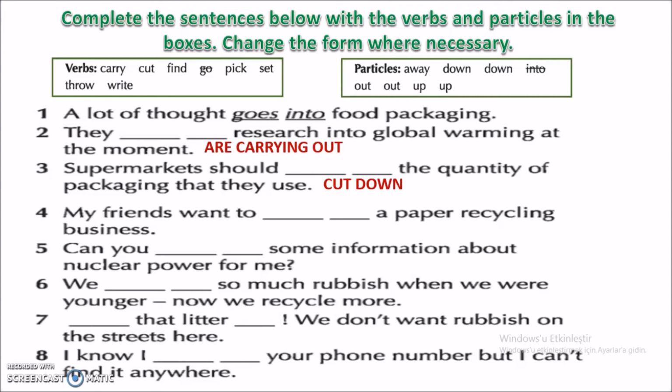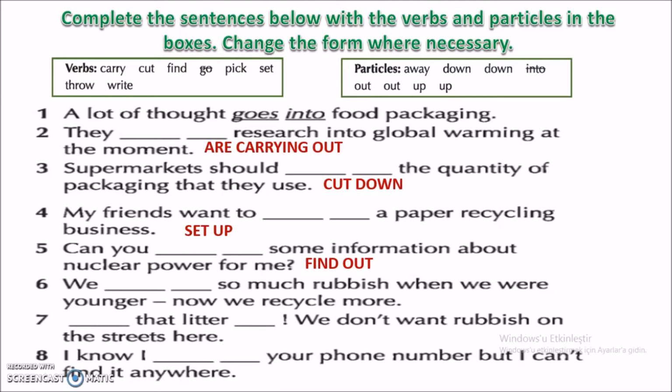Number 4, my friends want to something a paper recycling business. So want to again requires an infinitive, and a paper recycling business, so probably my friends want to set up a business. Okay, this is another collocation. Number 5, can you something some information about nuclear power for me? Another modal requires verb 1 in question form. So I would say, can you find out some information about nuclear power?